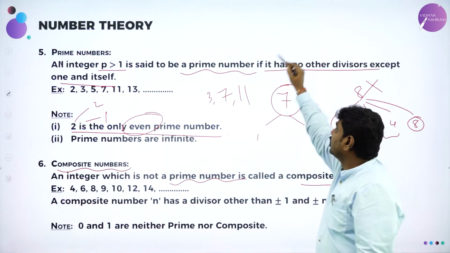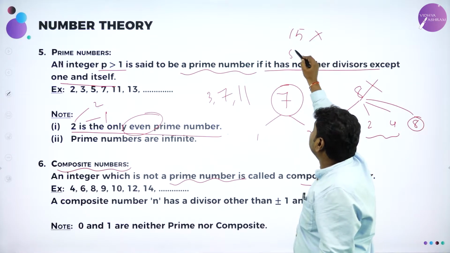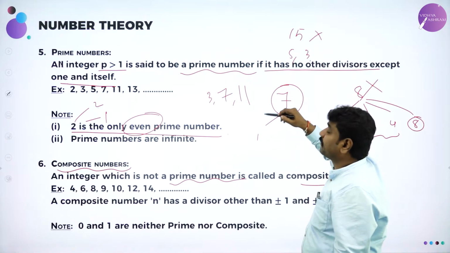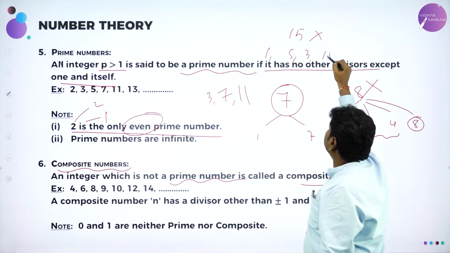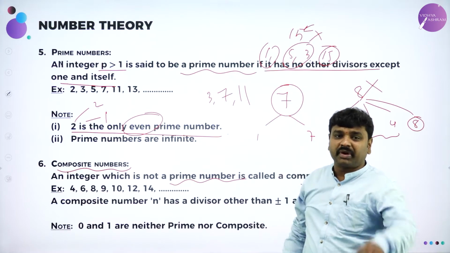For example, 15 is not a prime number, it's a composite number. Why? Because it has divisor 5, it has divisor 3, and it has divisors 1 and 15. Other than 1 and 15, it has two other divisors, therefore it is composite. If a number is not a prime number, it is a composite number.